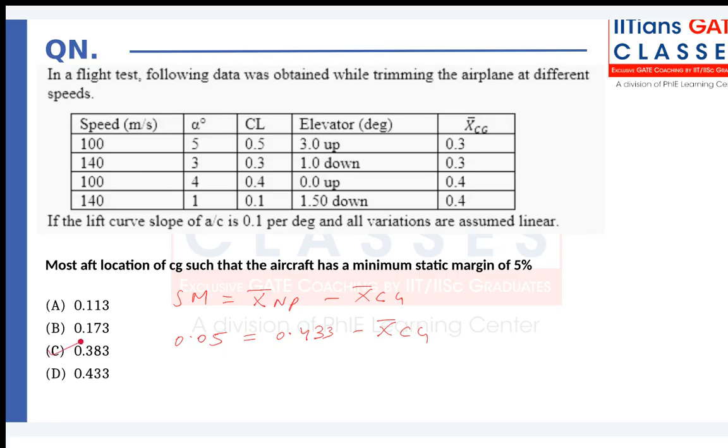So next question. It's similar, right? They just asked you for static margin of 10%. So you can quickly do this. What is the right answer? Right, okay. Let's go to the next question.